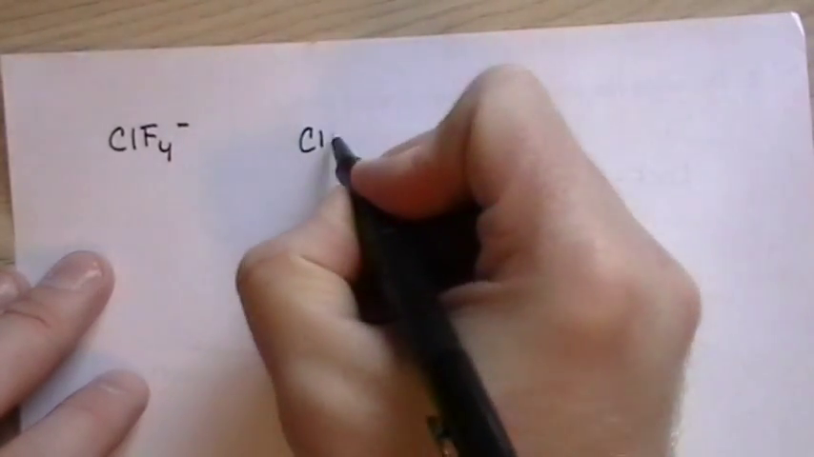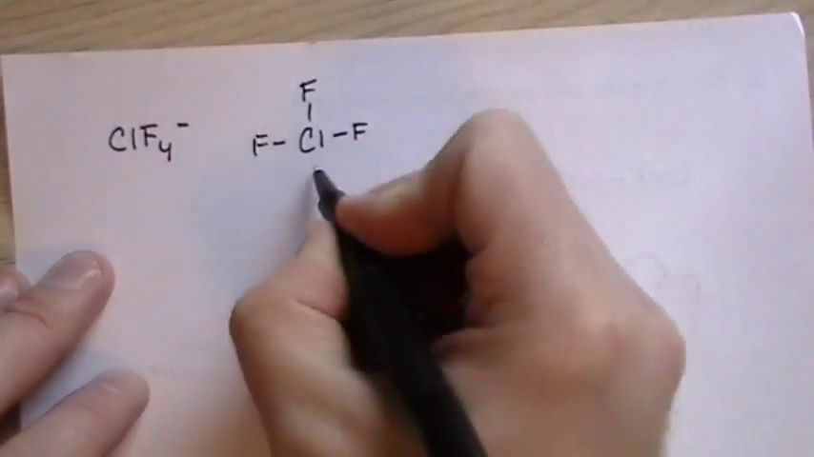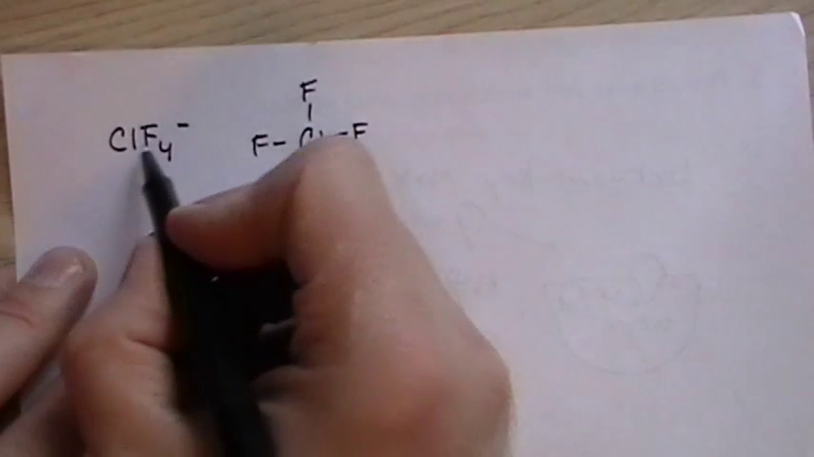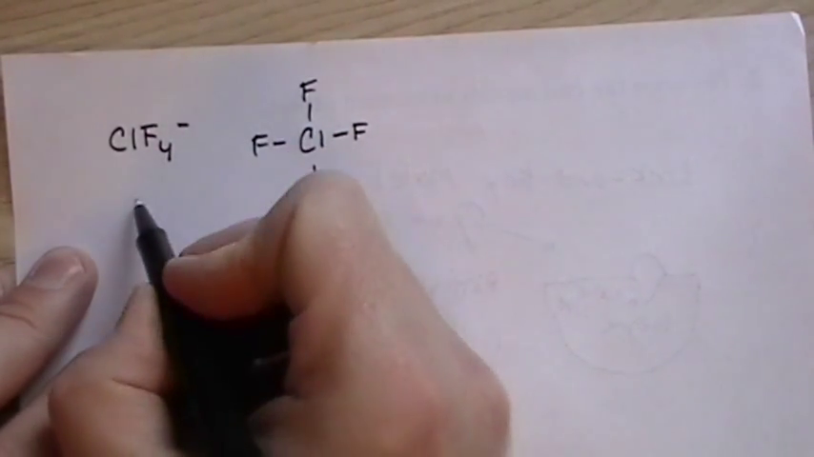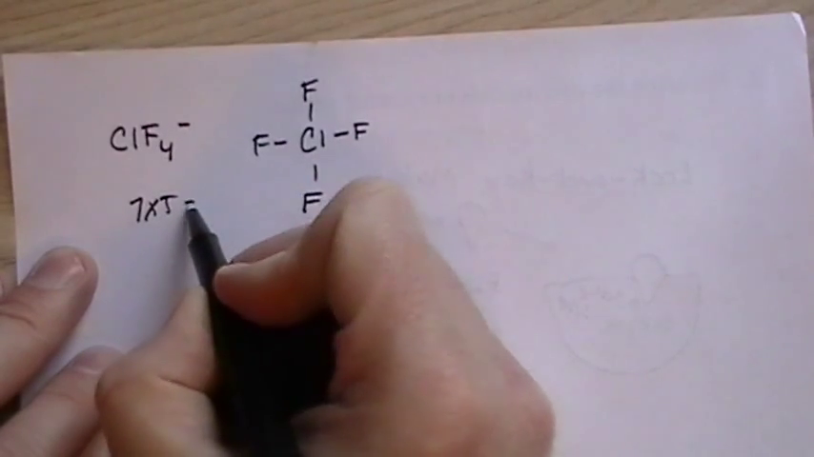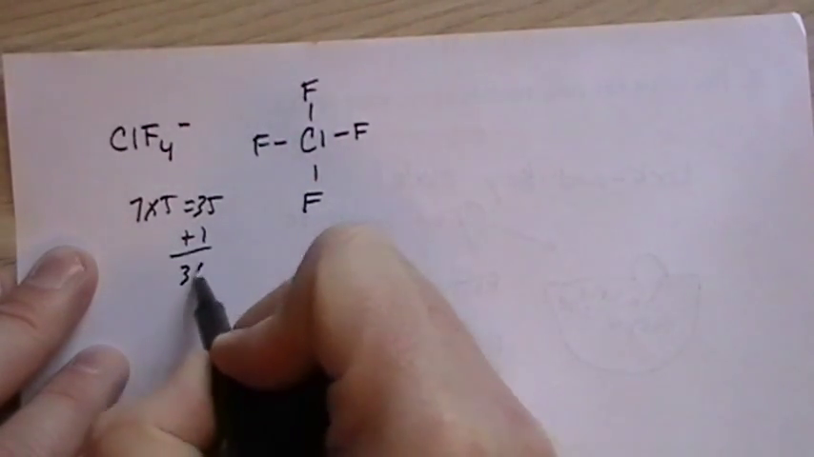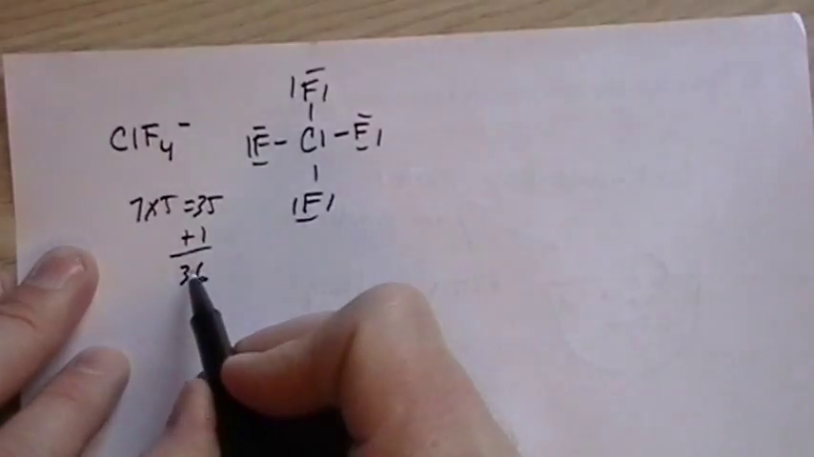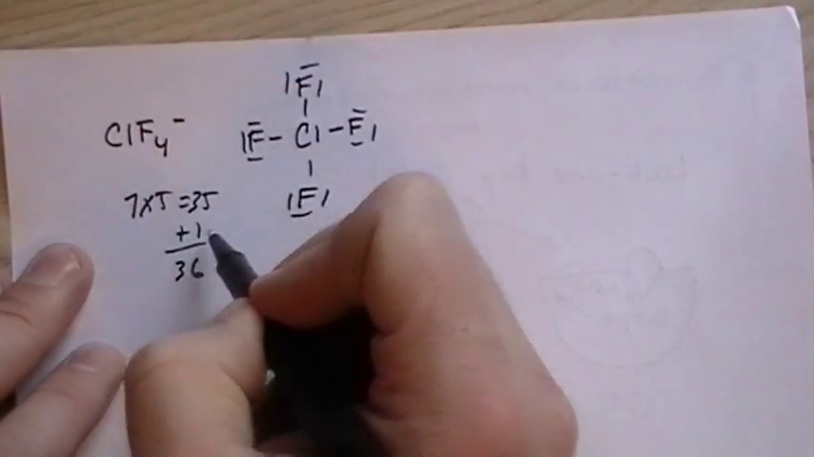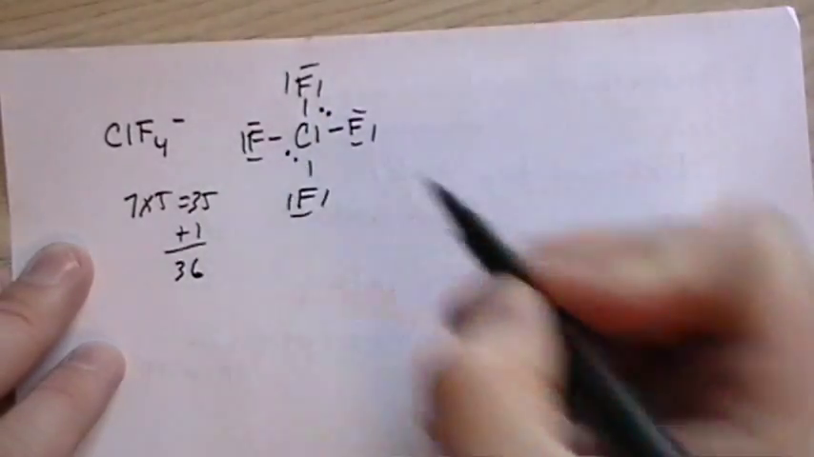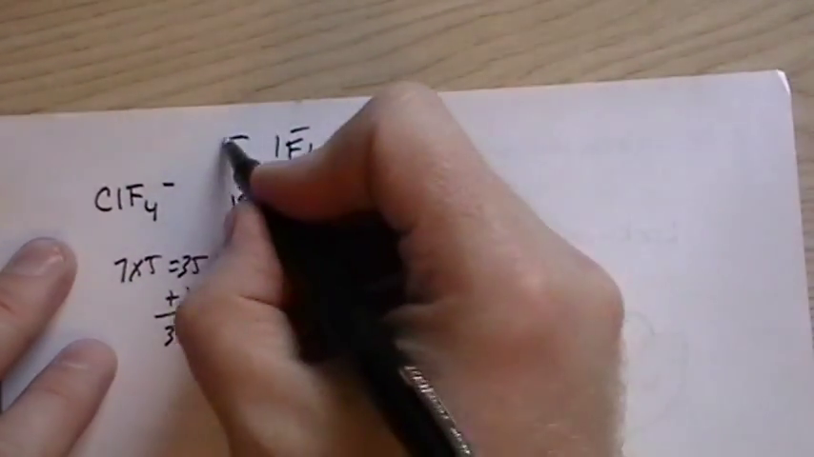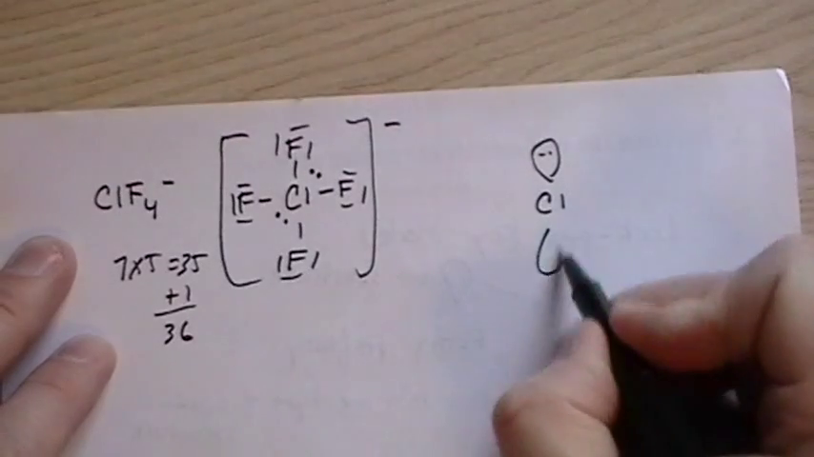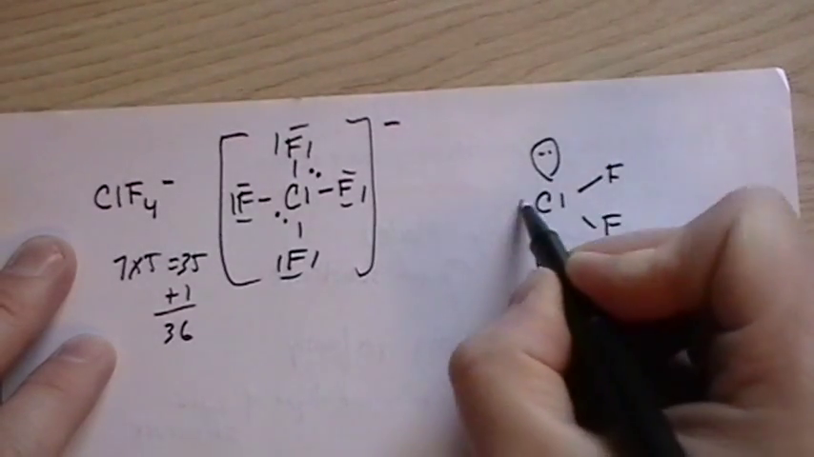So same thing here. Cl, let's see if I made the... This one, I think I just took the name out of the back of the chapter, so hopefully this works out. So 5 halogens, so that's 5 times 7, 35, plus 1 for the charge, so that's 36. Let me just double check that: 35, so that's 36. This is a polyatomic ion, so we have to put square brackets around it. We end up with chlorine at the center, fluorine on the outsides.